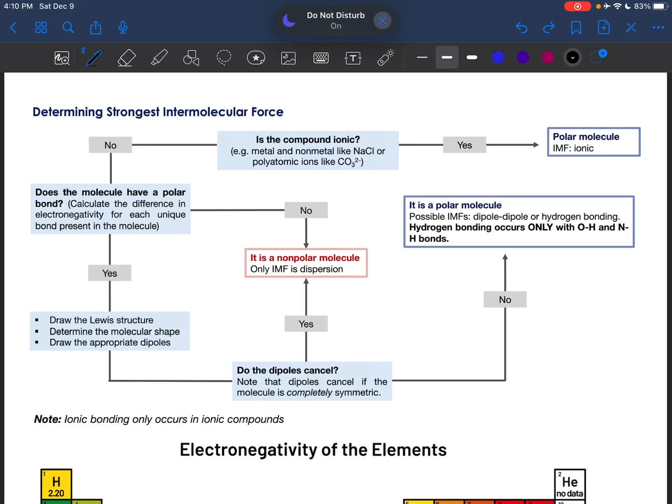In this video, we will determine the strongest intermolecular force in a molecule. If you're not familiar with drawing Lewis structures or determining whether a molecule is polar or nonpolar, make sure to watch those videos before you tackle intermolecular forces.